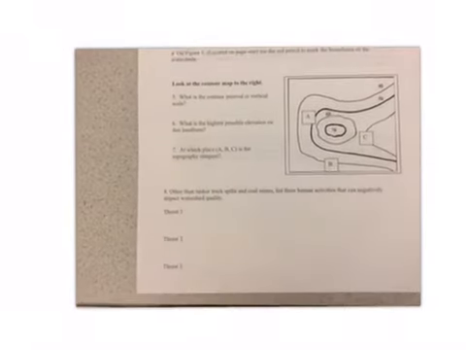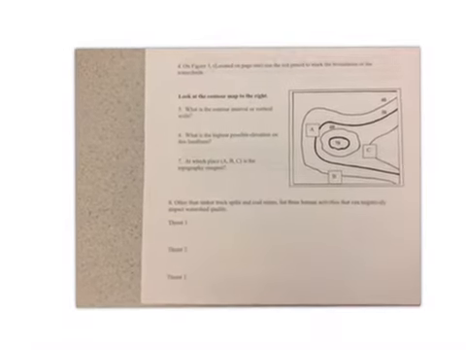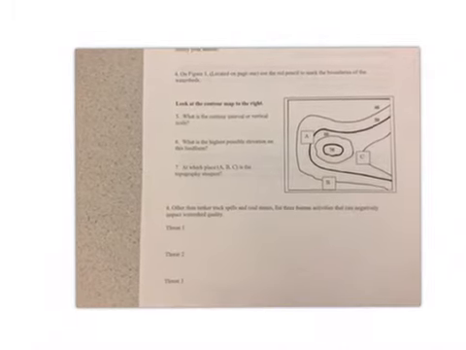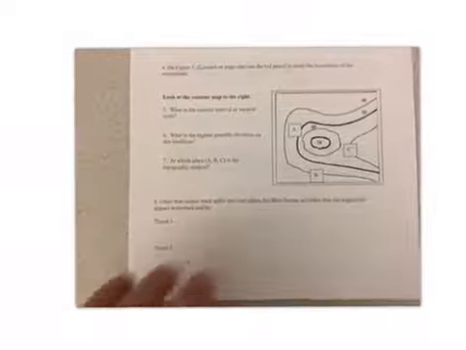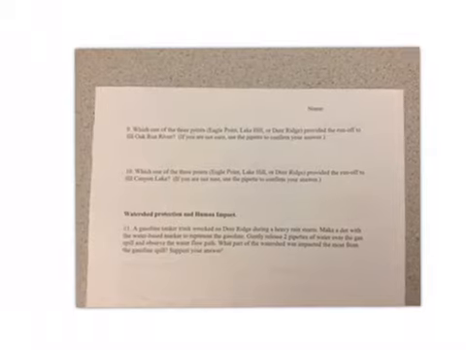8, other than the tanker truck spills and coal mines, list 3 human activities that can negatively impact a watershed quality, and that can be found in your 1.1 notes and the presentation for those notes. And then we have 9 and 10. 9, which one of the 3 points, Eagle Point, Lake Hill, or Deer Ridge, provided runoff to fill Oak Run River? If you're not sure, use the pipette.